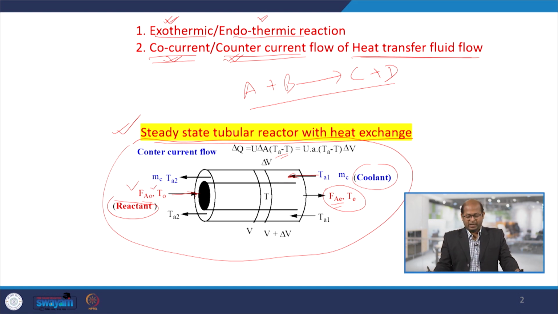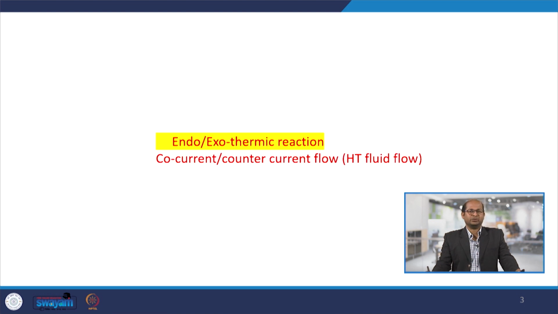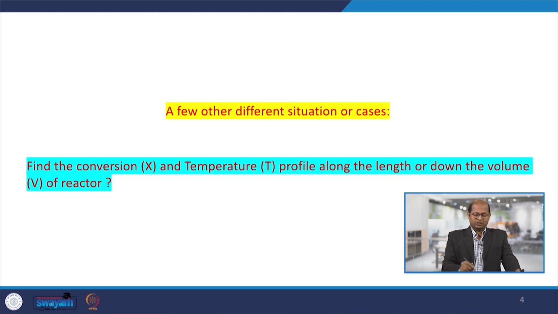At the same time, if the system is adiabatic, there is no heat transfer or heat exchange possibility. In that case, what would be the temperature profile? That we will see first, and then co-current, counter current, exothermic reactions and endothermic reactions we will discuss. So the nature of the different cases we will discuss.